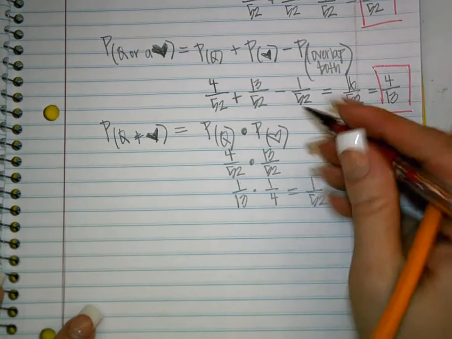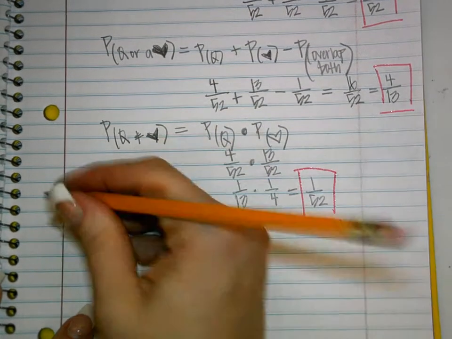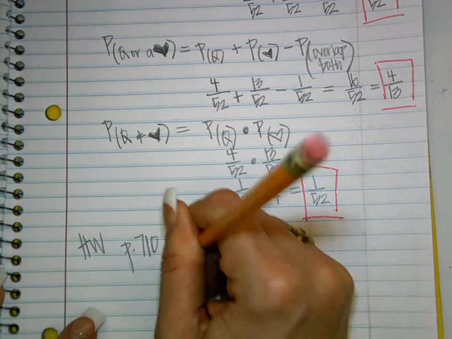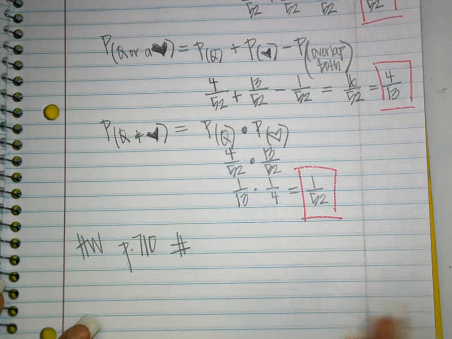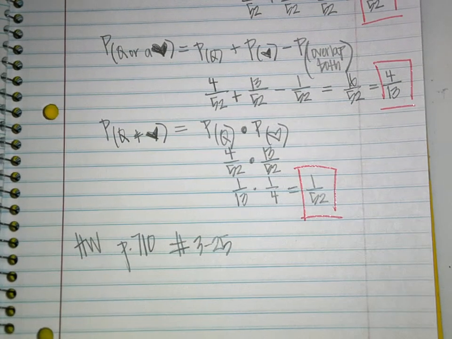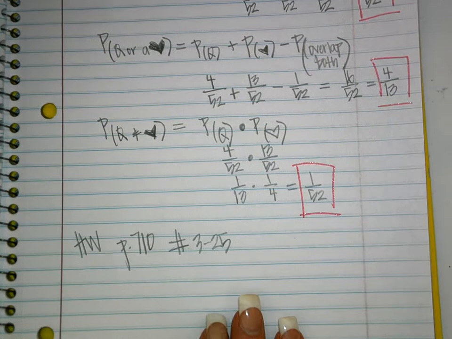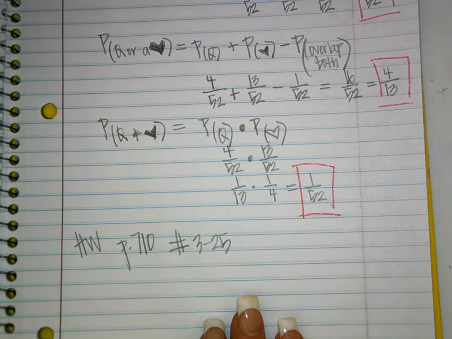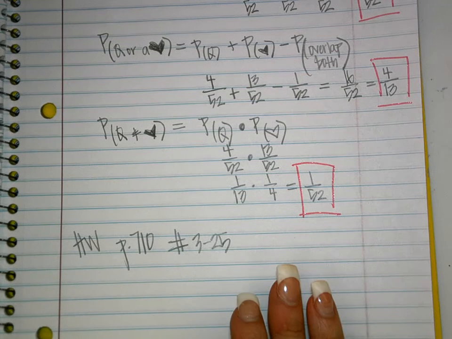You guys do have homework today. Homework is going to be on page 710. You are doing numbers 3 through 25. I will put that up for you. But you are also taking a quiz, so I put it up here so you can see it, but you're going to finish the quiz first.